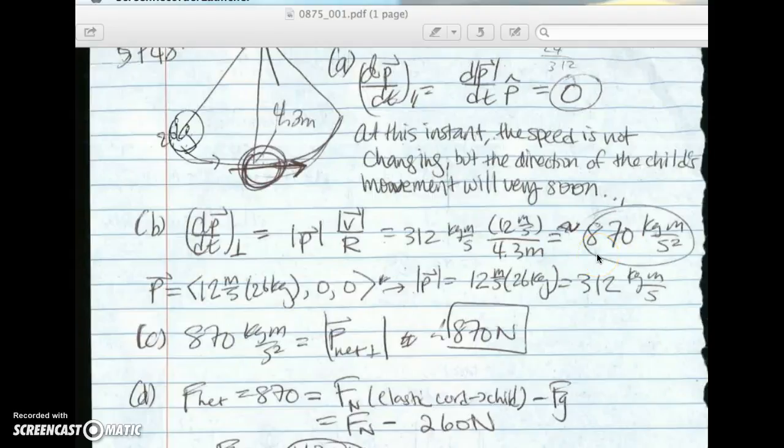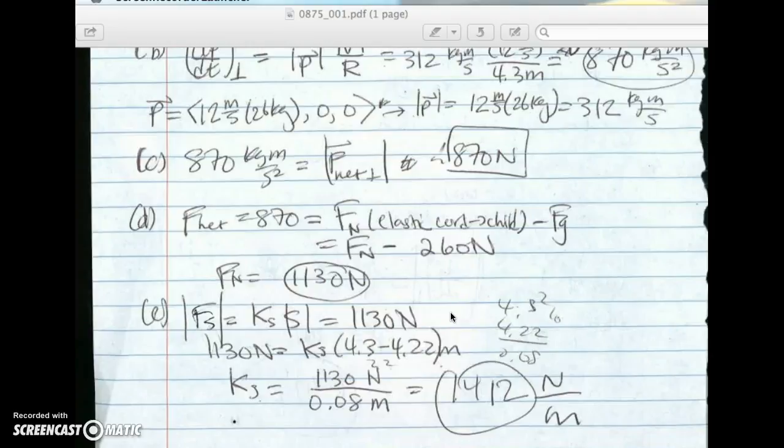And C is, I think, just trying to test our knowledge that F net is essentially, I mean, it's not exactly the same, but essentially the same as dp over dt. So B and C are asking the same question. You just change the units and say it's 870 newtons. And for D, from C we get what F net is, which is 870.